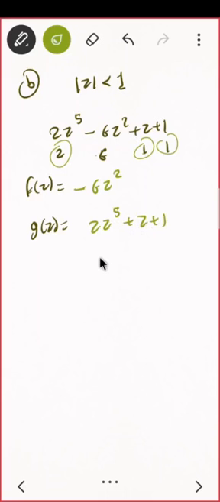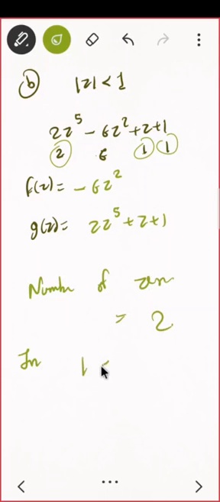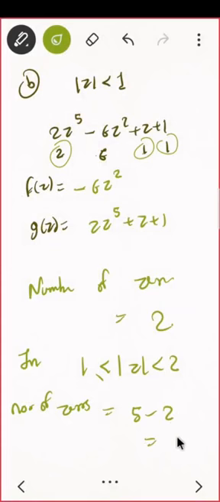So the number of zeros will be 2. So what is the final answer? In the domain 1 less than mod z less than 2, how many zeros will there be? It will be 5 minus 2, that is 3. So 3 is the final answer.